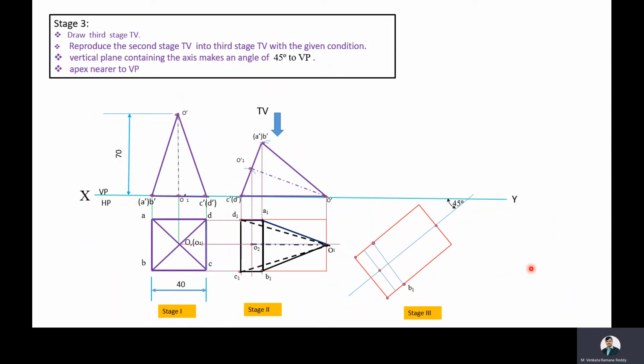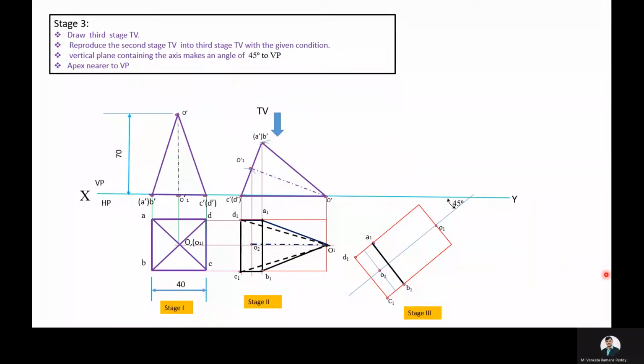Then simply join all these points based on the sequence of joining of the points in the second stage top view. With this, we completed drawing the third stage top view. Then we'll move towards drawing the third stage front view.